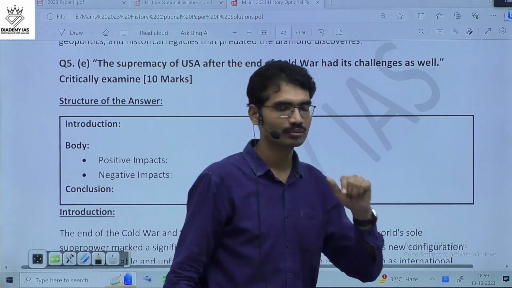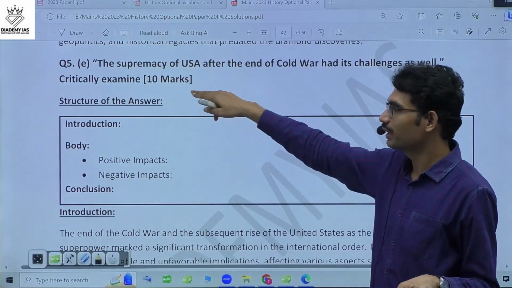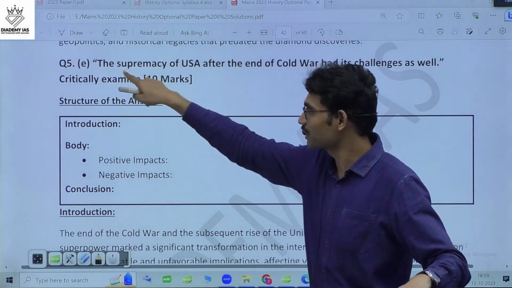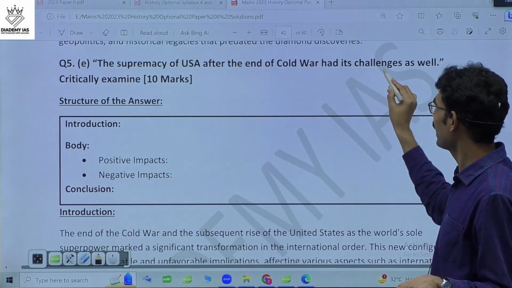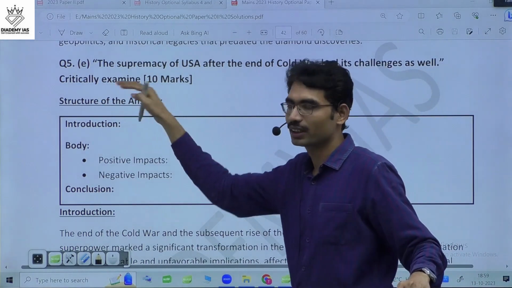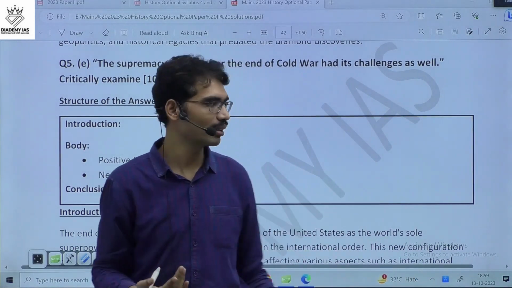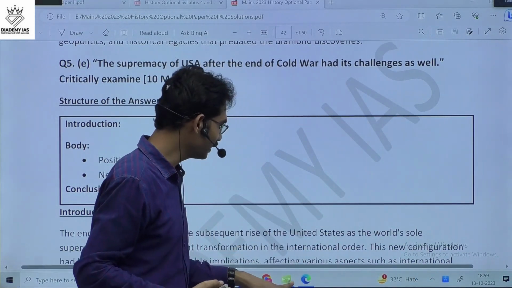Next, 5E. Now coming almost to the end of the syllabus, this question. The supremacy of USA after the end of Cold War had its challenges as well, critically examine. So it is asking about after 1991.